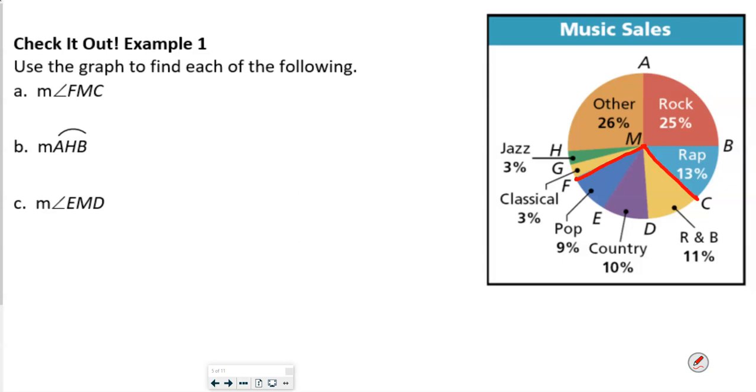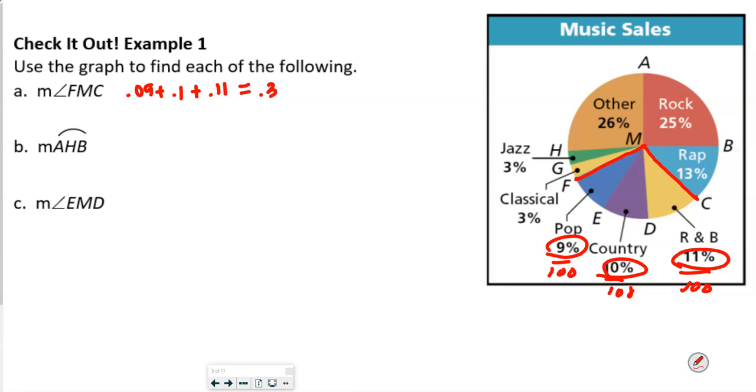Okay, so it looks to me like we have three percentages here. We got the pop, the country, and the R&B. So what we want to do is turn those into decimals, and we're going to add them together. So we're going to add 0.09 plus 0.1 plus 0.11. Now, if you don't know how to do that, you're going to divide 9 by 100, 10 by 100, 11 by 100. Or you move the decimal place two places to the left, okay? So when we add those three together, we get 0.3.